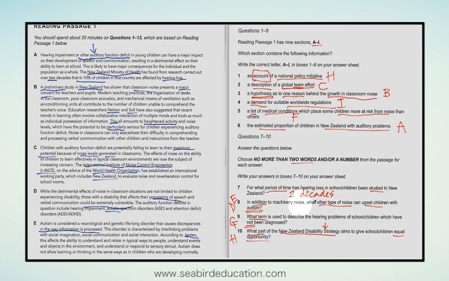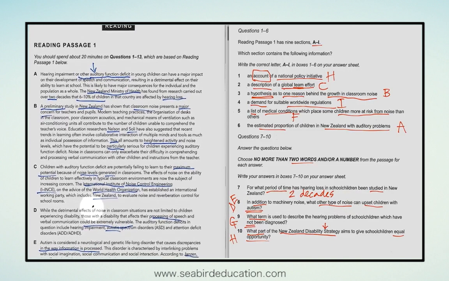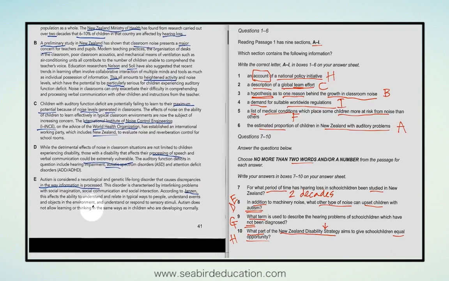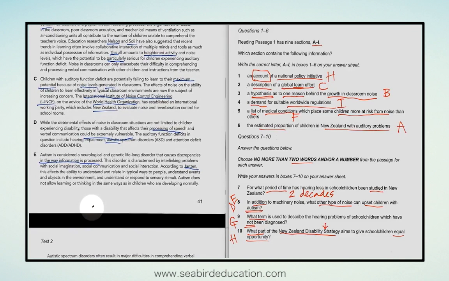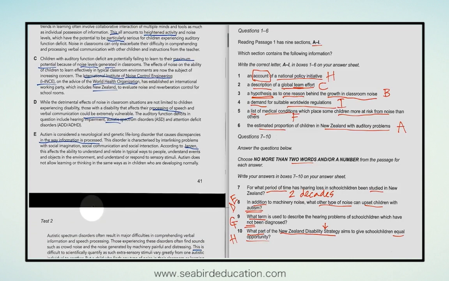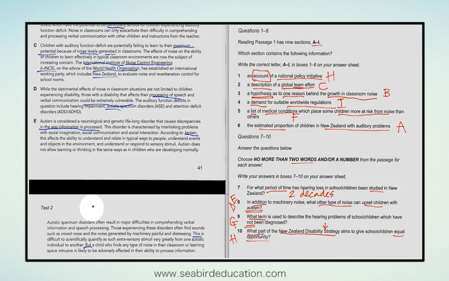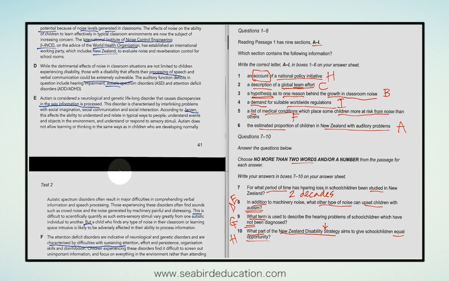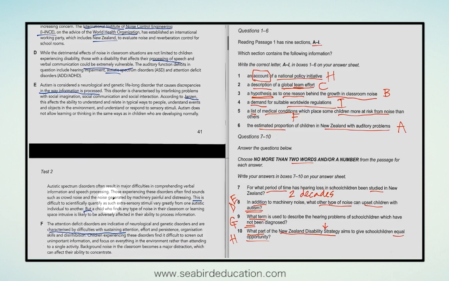Okay, in addition to machinery, what other type of noise can upset children with autism? So we've got this autism now. Something about machinery. These experiments often found sounds such as crowd noise and noise generated by machinery painful and distressing. So crowd noise. What other type of noise?